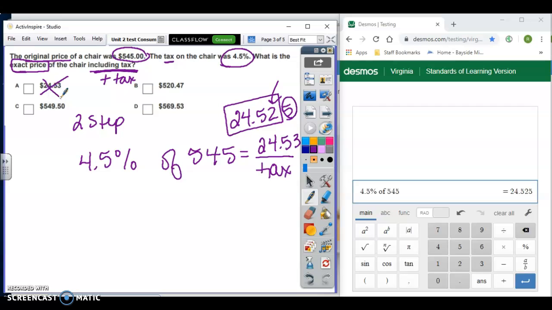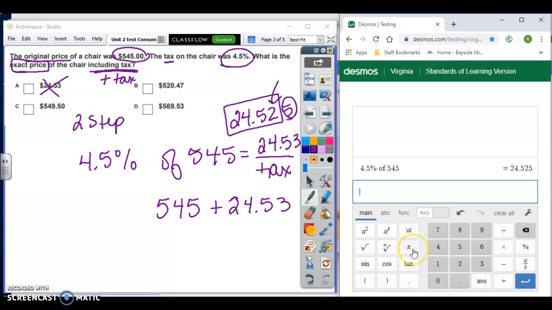We want to know the exact price including tax. So we take the price of the chair and we have to add on the tax. So now we're going to go ahead and get ourselves a new line and type in 24.53 plus 545, and we get $569.53. And the answer is D.